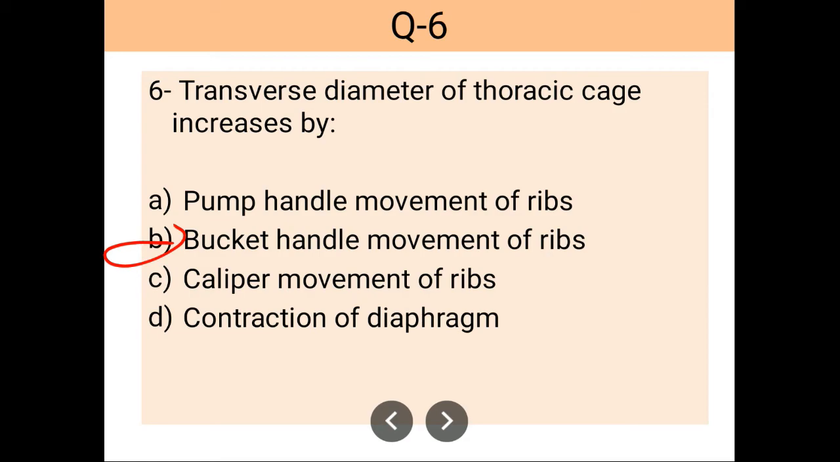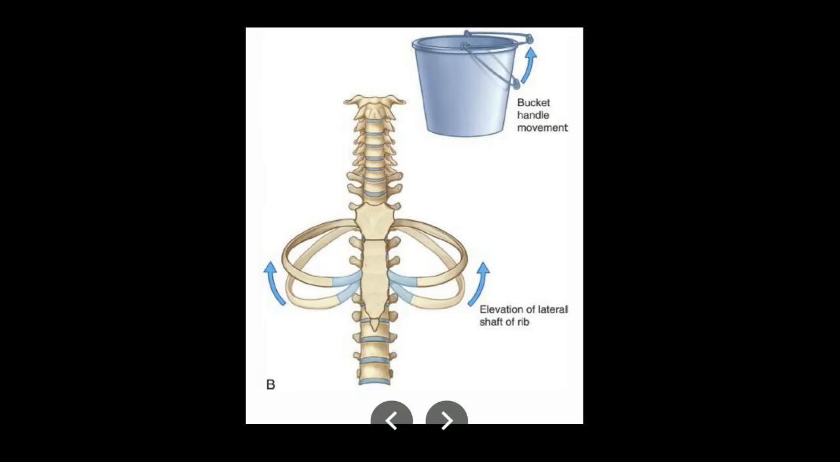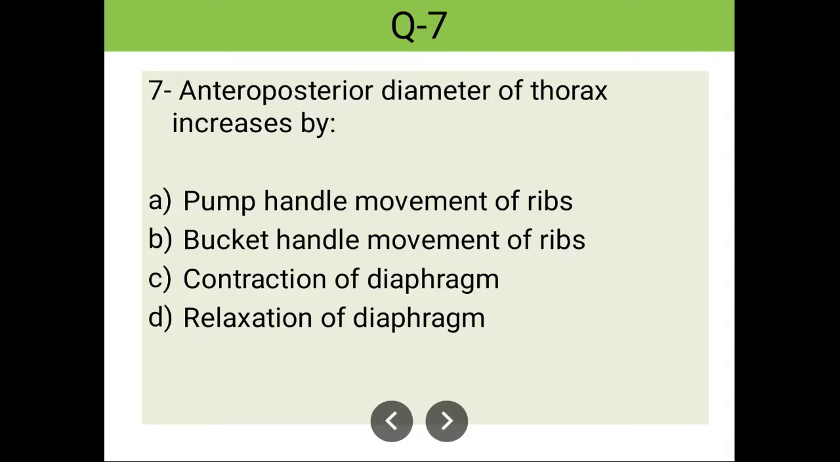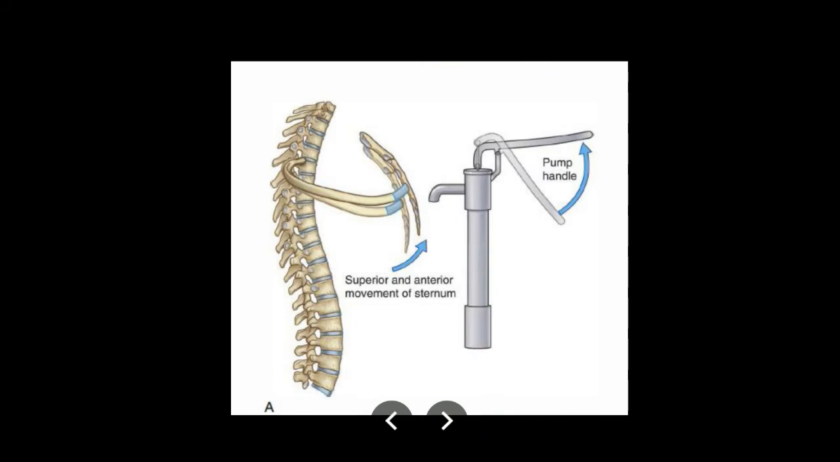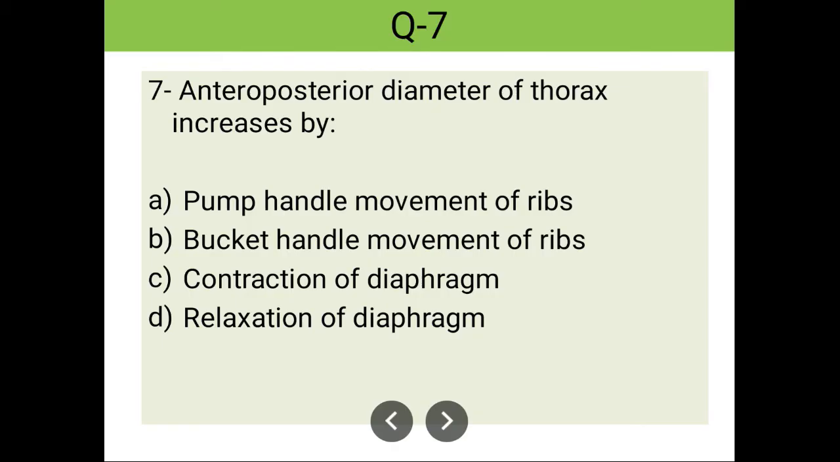Let's go to the next question, question number 7. Anteroposterior diameter of the thorax is increased by. Have a look at the explanation. The anteroposterior diameter increases just like a pump handle moving, with superior and inferior movement of the sternum. So here we go, the pump handle movement of the ribs. So A is the best answer here.